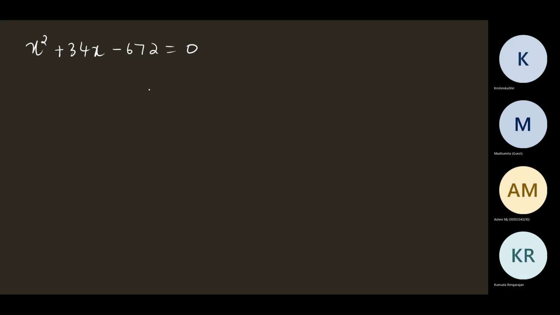So where did we stop in the last class, children? We got this quadratic equation, right? X square plus 34x minus 672 is equal to 0, right? Did we solve this equation? Okay, so let me do it now.